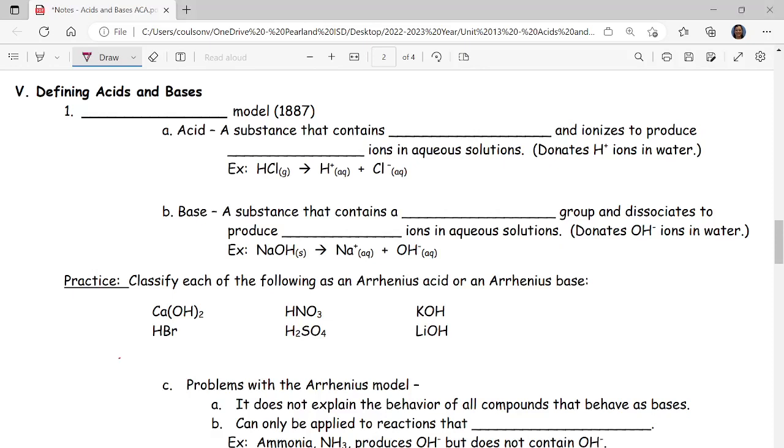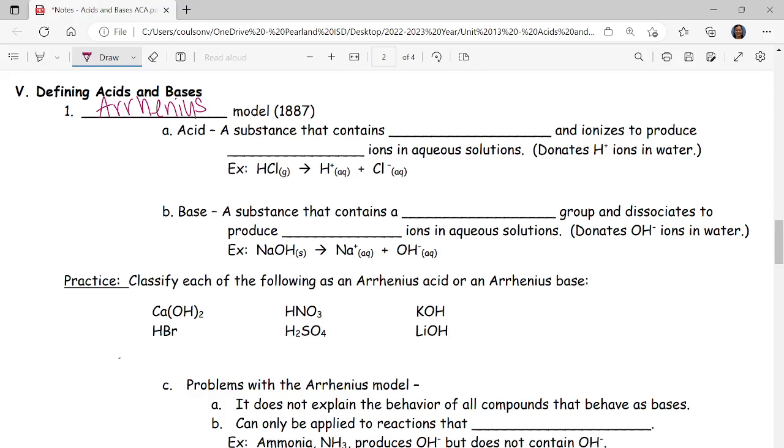So we are starting with Roman numeral 5 about defining acids and bases. The first model is just what we've been using to define acids and bases so far. It's called Arrhenius's model, or the Arrhenius model of acids and bases. This model defines an acid as something that contains hydrogen and will produce hydrogen ions when it dissociates in water, and a base as something that contains hydroxide and will produce hydroxide ions when it dissociates in water. So this matches exactly with the definition that we've learned already of acids and bases.